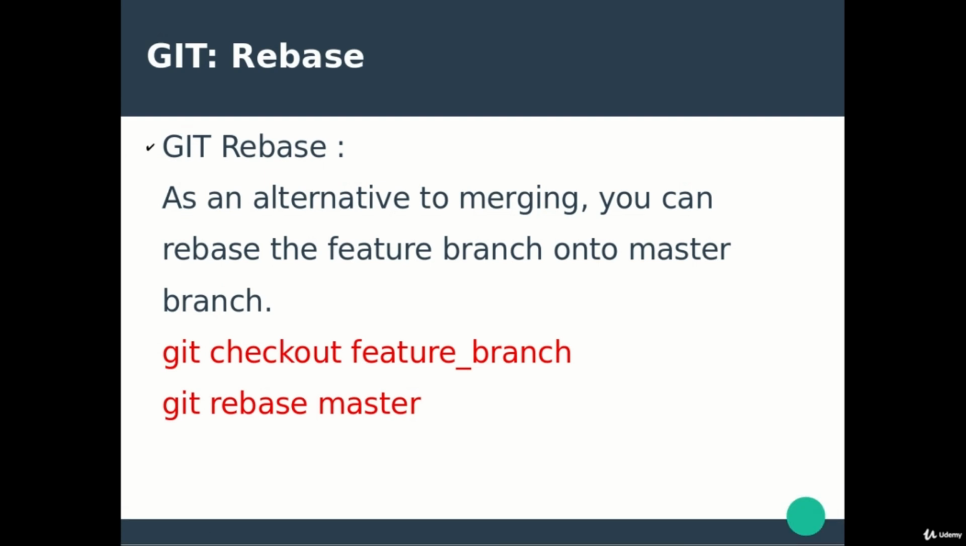So what is Git rebase? Basically, Git rebase is an alternative to merging. You can rebase the feature branch onto the master branch. Previously we were merging the feature branch with the master branch. In the same way we can rebase the feature branch onto the master branch. And what will be the command? The command will be git checkout the feature branch. First we check out the branch, and then we simply execute the command git rebase master. It means you provide the name of the branch which you want to rebase with your branch. So the merge word will be replaced with the rebase word.